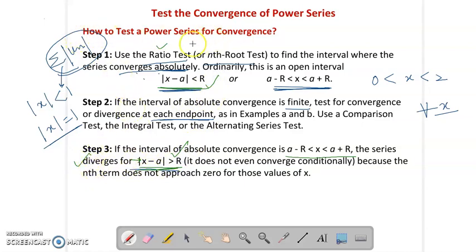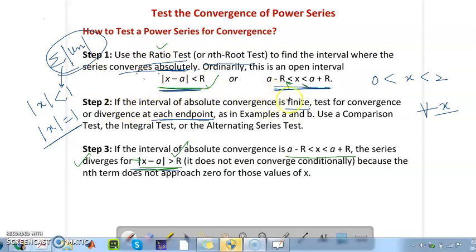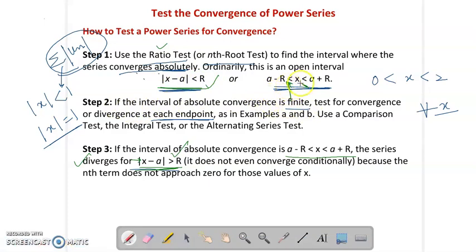Okay, so this is how we test a power series for convergence. Apply the ratio test or root test on the series of absolute values, and get the interval in which it is converging. Then, if the interval of absolute convergence is finite, test the convergence of the series at the endpoints, that is at x equals a minus r and x equals a plus r, right? And in step 3, if you have this as the interval of absolute convergence, the series will definitely diverge for these values of x, when mod of x minus a is greater than r.